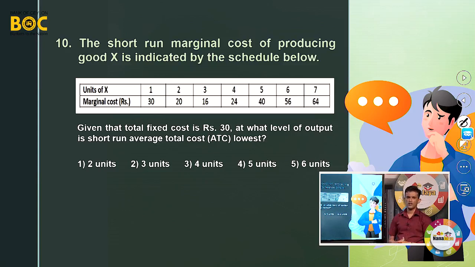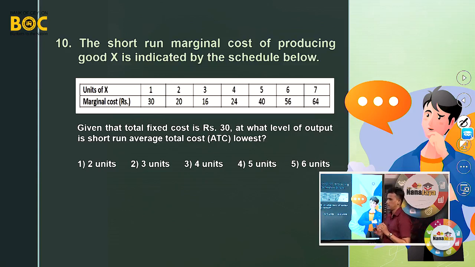They want us to identify the lowest average total cost. So in arriving at the answer for this kind of question, we should develop a small schedule based on the given information. With that only we should arrive at the answer. So again we will read the question. The short run marginal cost of producing good X is indicated by the schedule below. The number of units plus the marginal costs are given there, and at the same time the question says that the total fixed cost is 30.